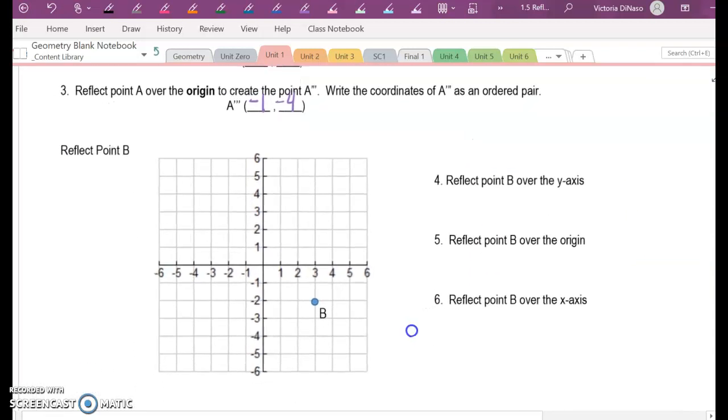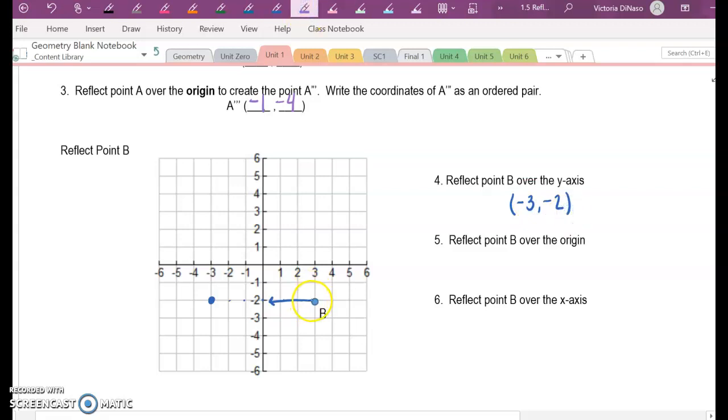Same thing applies for point B. So when I reflect over the y-axis, I'm going to go over to touch the y-axis. It looks like I count 1, 2, 3 to the y-axis. So I'm going to count 1, 2, 3 more. So we're at (-3, -2).